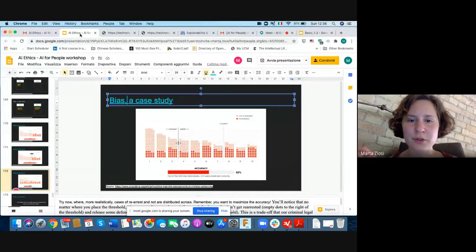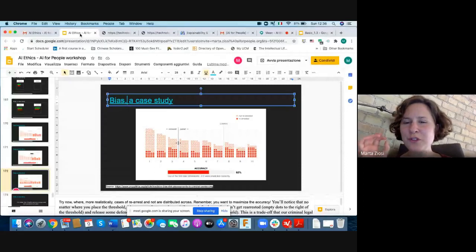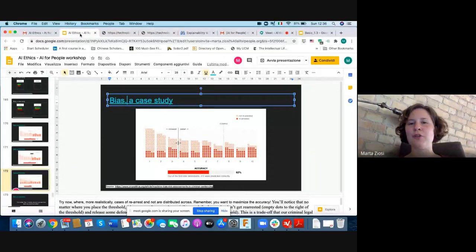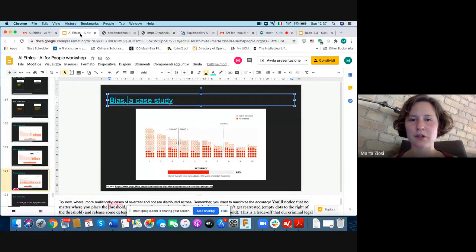Try to play around with what you received in the link. And remember, you again want to maximize accuracy, right? You want to try to get to that 100% once again. Play around and tell me whether you can reach this level of accuracy.